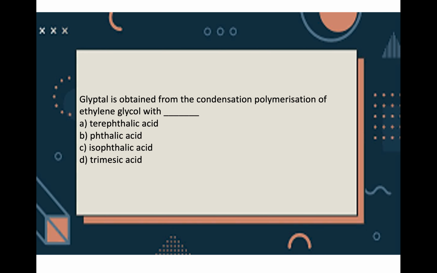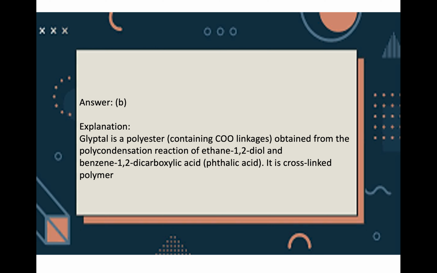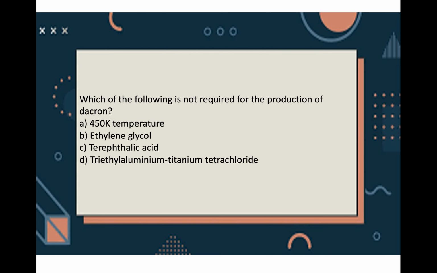Next, glyptal is obtained from the condensation polymerization of ethylene glycol with A, terephthalic acid, B, phthalic acid, C, isophthalic acid, and D, trimesic acid. So the answer is option B, phthalic acid. So what is glyptal? It is a polyester containing COO linkages, which is obtained by a polycondensation reaction of ethane 1,2-diol and benzene 1,2-dicarboxylic acid or phthalic acid, which is a cross-linked polymer.